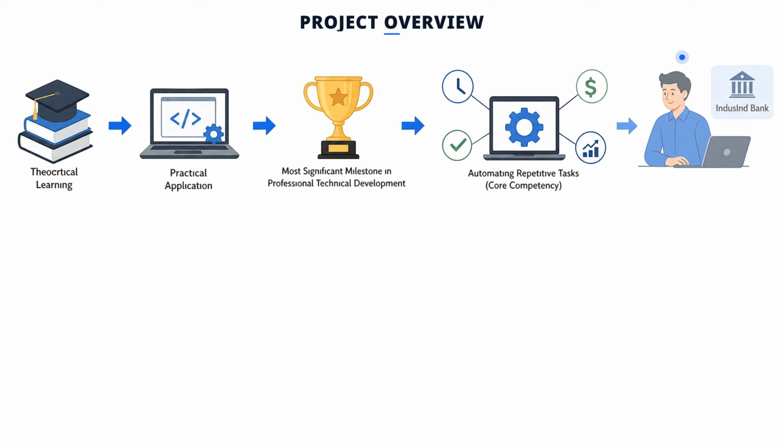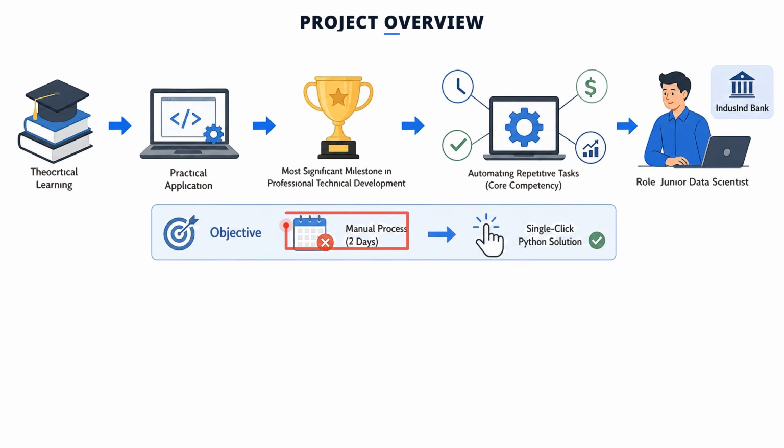For this project, you will be stepping into the role of a junior data scientist working at IndusInd Bank. Let's look at your primary objective right here in the center. Currently, the bank relies on a highly inefficient manual process that takes a full 2 days to complete. Your goal is to completely transform that slow process by engineering a streamlined, single-click Python solution. So where do we start?